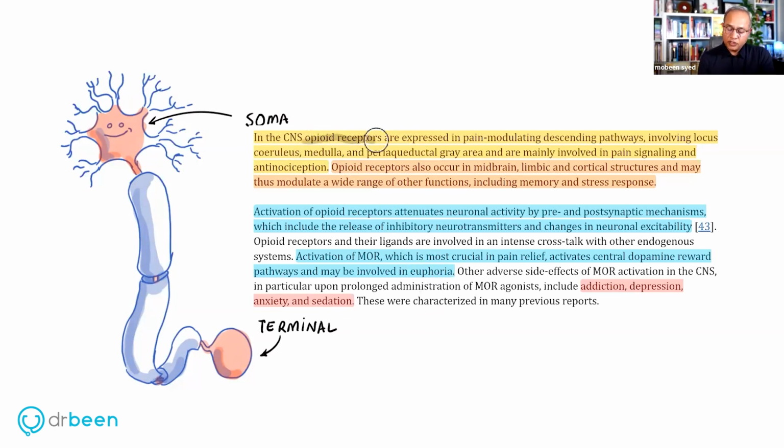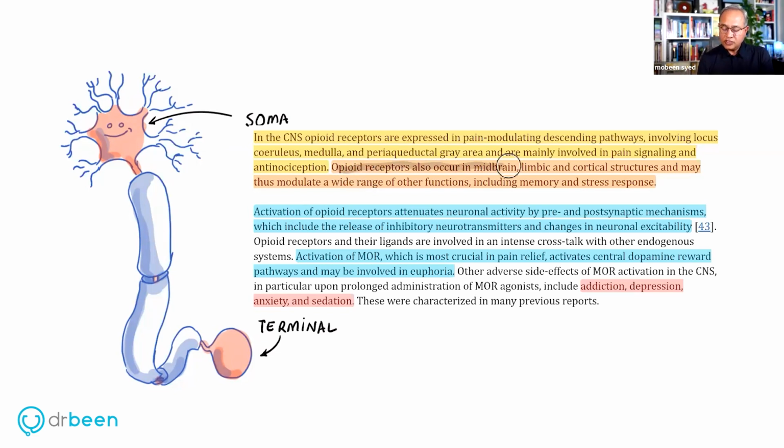In the CNS, opioid receptors are expressed in the pain-modulating descending pathway involving locus coeruleus, medulla, and periaqueductal gray matter, and are mainly involved in pain signaling and anti-nociception. Pain signaling means modulating the pain, usually towards suppressing the pain, and anti-nociception is also the suppression of unpleasant feelings. Pain is called nociception because it is always unpleasant. But there can be more things than pain that can be unpleasant as well. So anti-nociception is one of their effects.